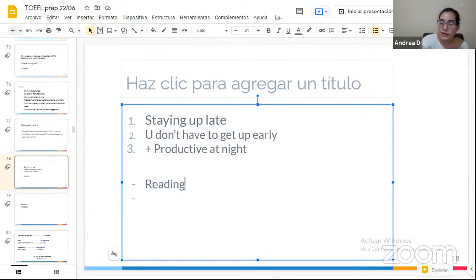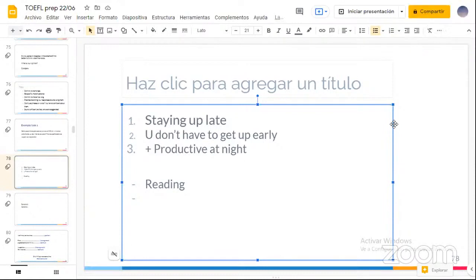Okay, and for the other one, can anybody give me a different example? I can say that I'm taking a course online on Europe, and that course starts late at night.